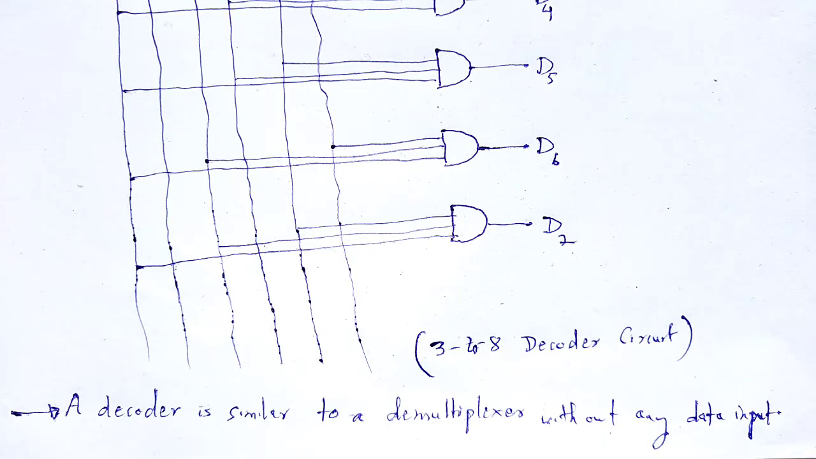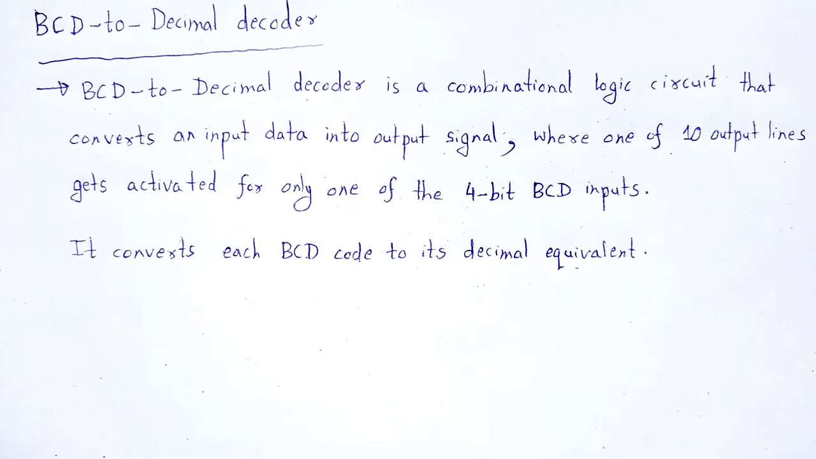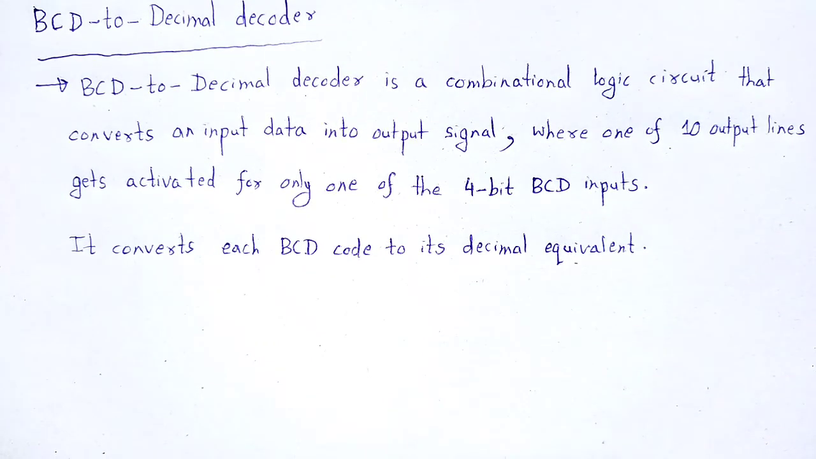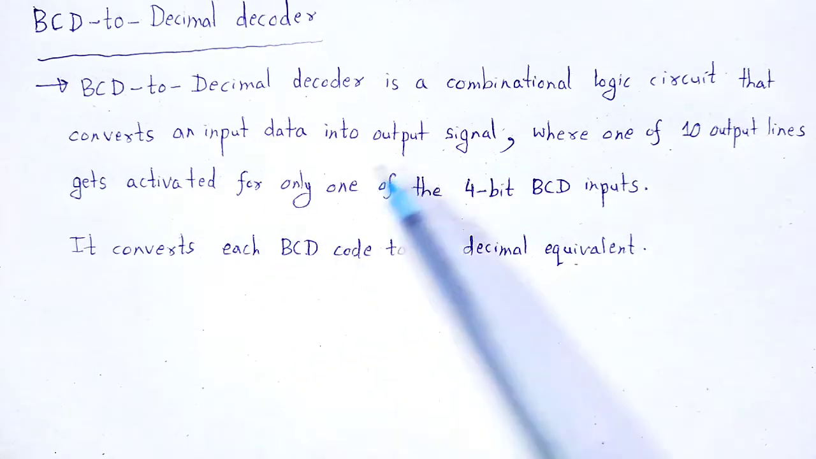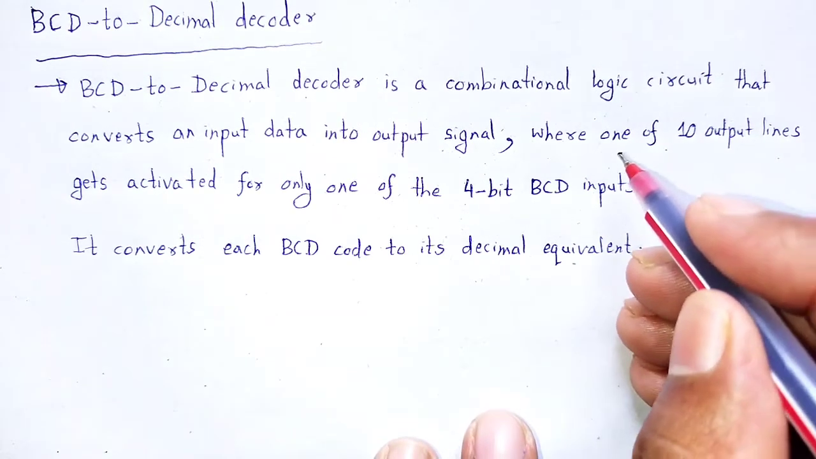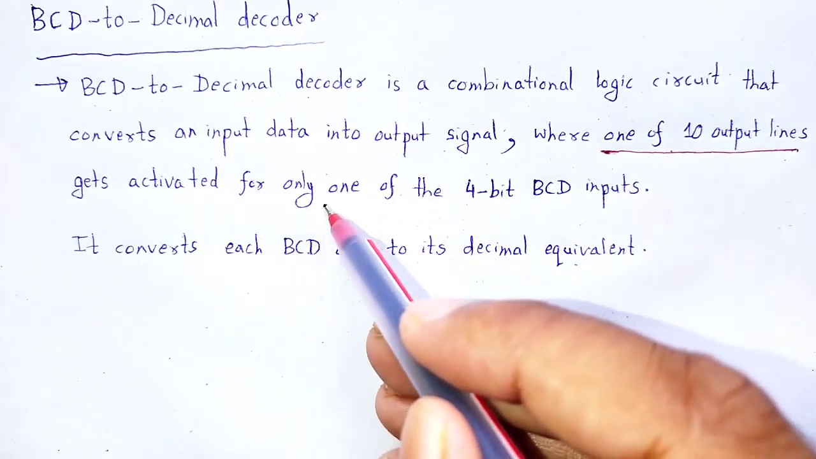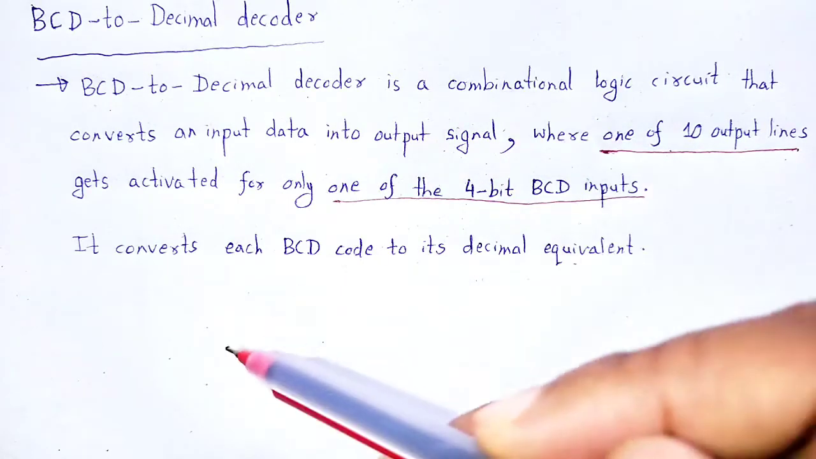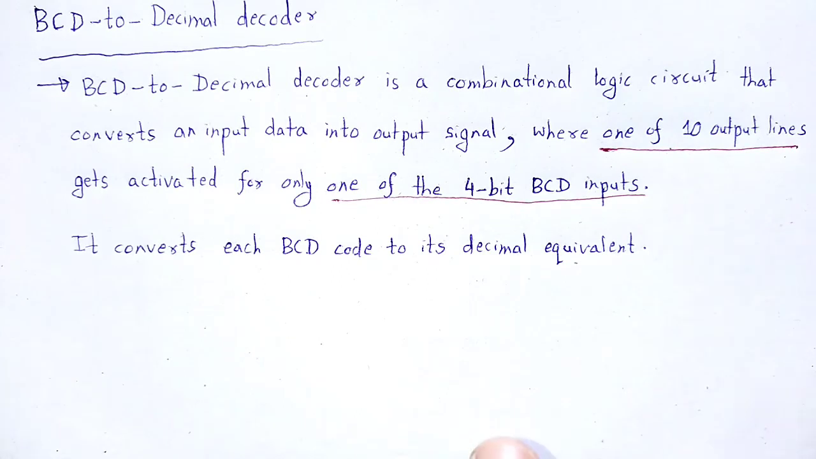Next type, BCD to decimal decoder. BCD, binary coded decimal system. That kind of decoder is a combinational logic circuit that converts an input data into an output signal, where one of the 10 output lines gets activated for only one of the 4-bit BCD inputs, and it converts each BCD code to its decimal equivalent.